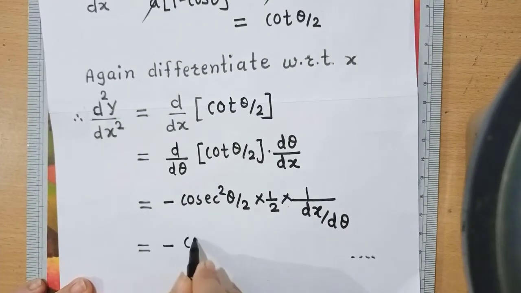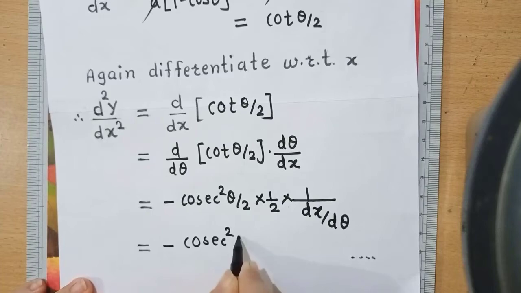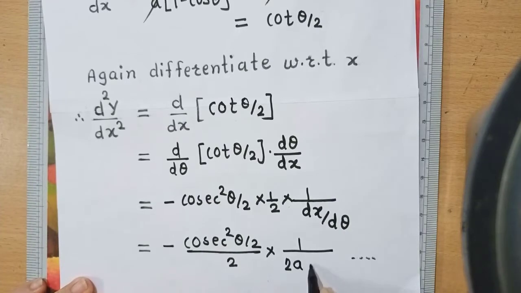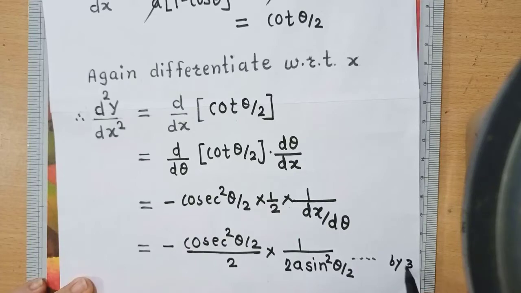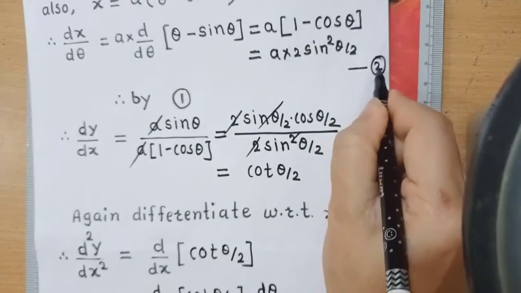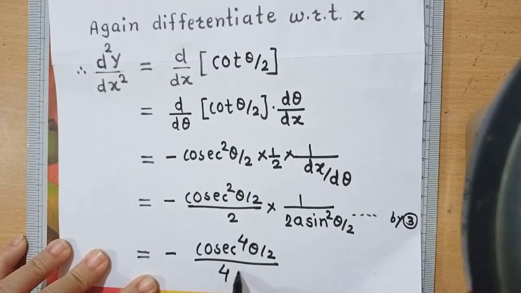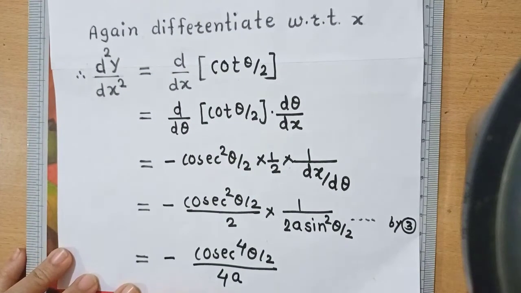So minus cosec square theta by 2 upon 2, and here we will write 2a sin square theta by 2. Here we will write by 3. Sorry, here we have to write cosec cube. And so 2 into 2, 4a. This is the final answer, and you have to solve the remaining examples in the same way.